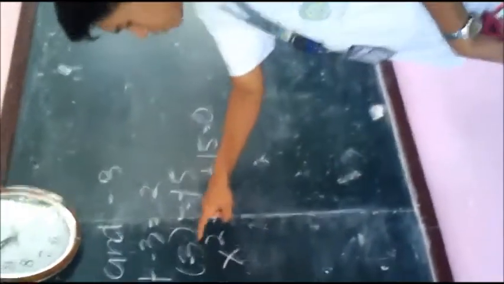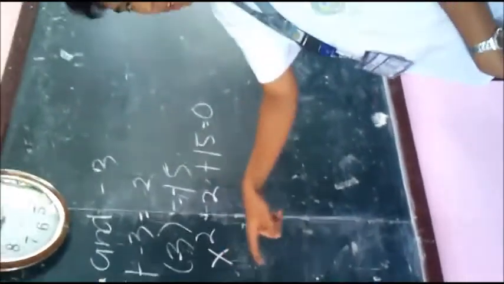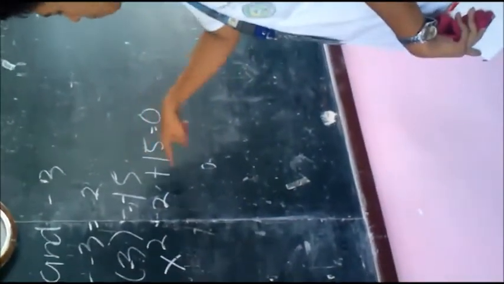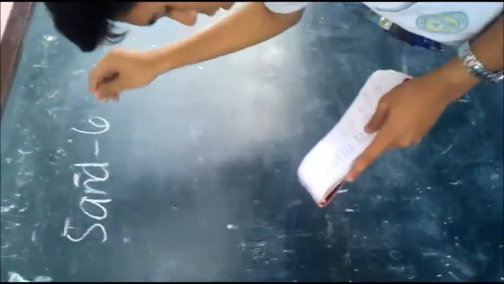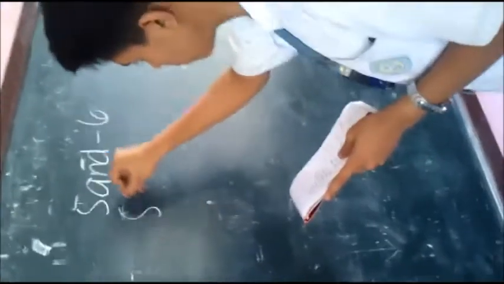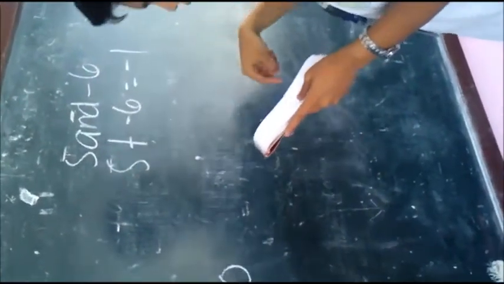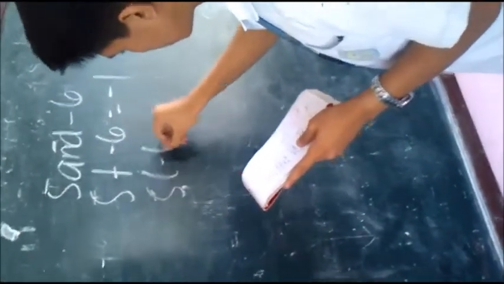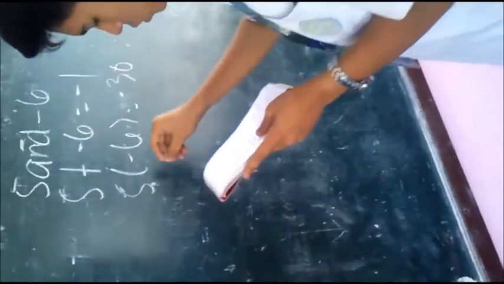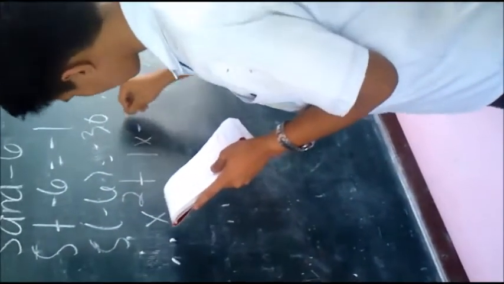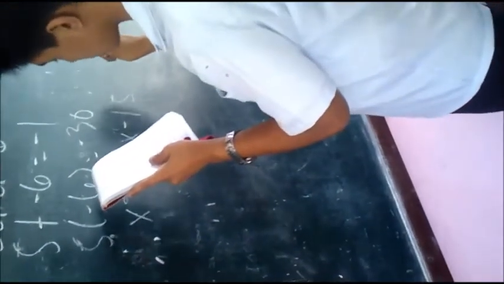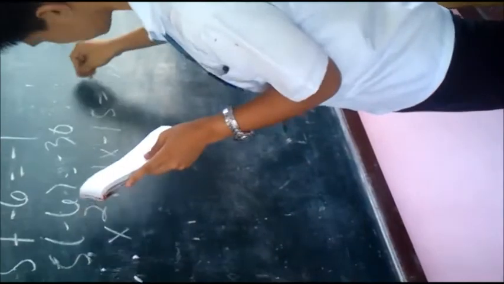And 5 times negative 3 is equal to negative 15. So all in all, the quadratic equation in here is x squared minus 2x minus 15 equals 0. For the last example, we have the roots of 5 and negative 6. So the solution set in here is 5 plus negative 6, which equals negative 1, and 5 times negative 6 is equal to negative 30. So the quadratic equation in here is x squared plus x minus 30 equals 0.